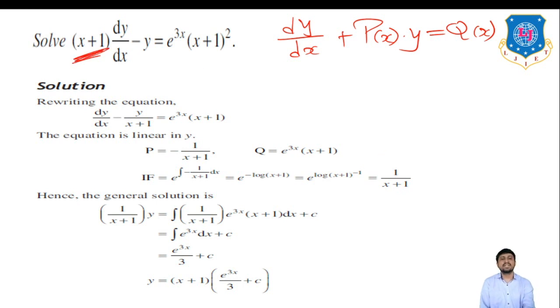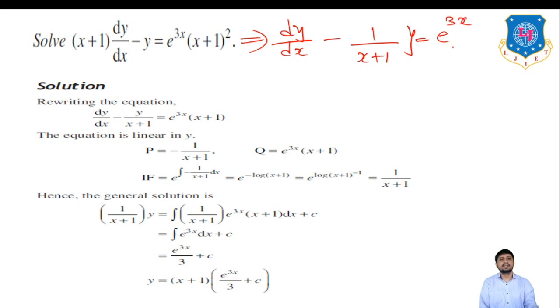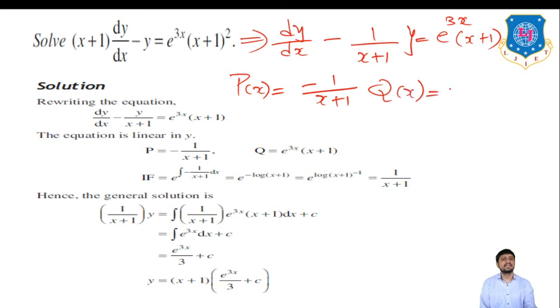Here x plus 1 is an additional term, so first of all you have to divide. When I divide by x plus 1 on both sides, you get the new equation: dy by dx minus 1 upon x plus 1 into y is equal to e raised to 3x into (x plus 1) whole square upon x plus 1, so e raised to 3x into (x plus 1). So now what is p of x? p of x is minus 1 upon x plus 1, and q of x is e raised to 3x into (x plus 1).